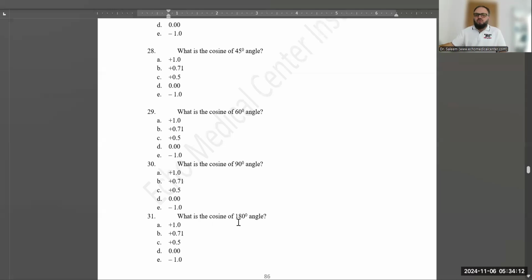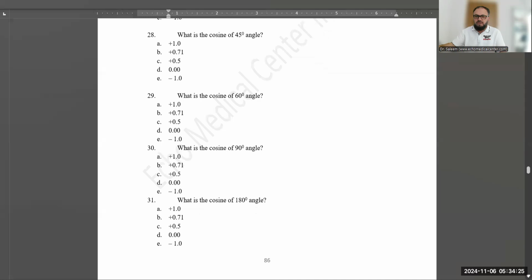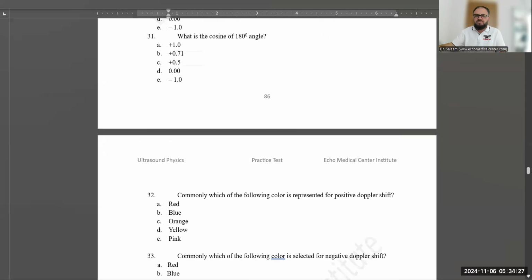Okay, what is the cosine of 180 degrees? What do you think? From one side, you go all the way to the other side. Yes, negative 1.0. That is the correct answer. Absolutely correct. Okay, next question.